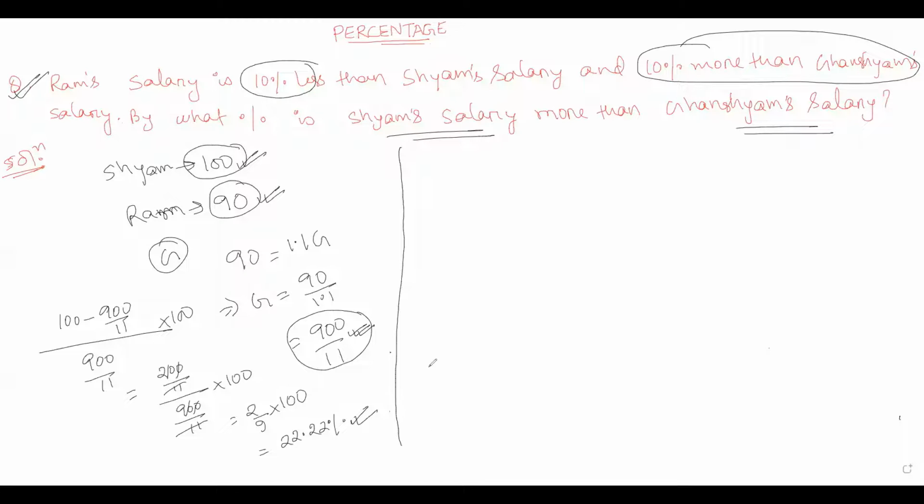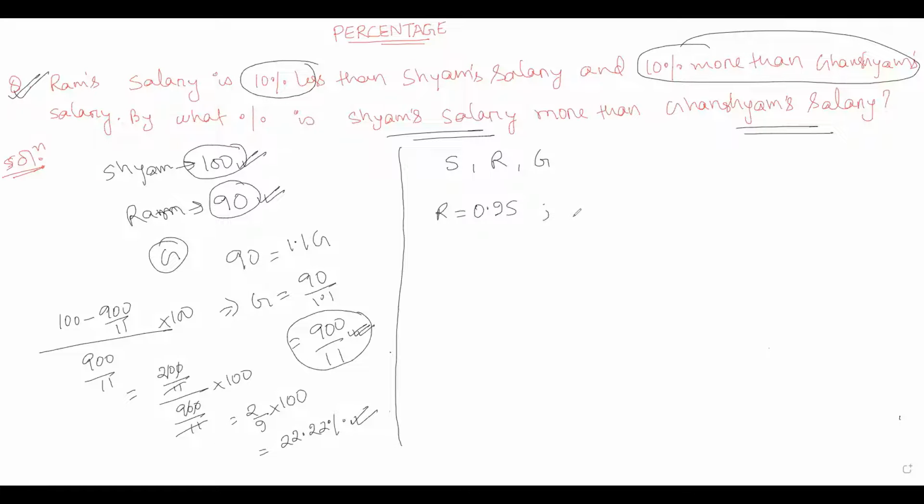Okay, let us see one more approach to solve this question. Let us assume that Shyam's salary is denoted by S, Ram's salary is denoted by R, and Ghanshyam's salary is denoted by G. So the question says Ram's salary is 10% less than Shyam's salary. So we can say that Ram's salary is 90% of Shyam's salary. So R would be 0.9 times S.